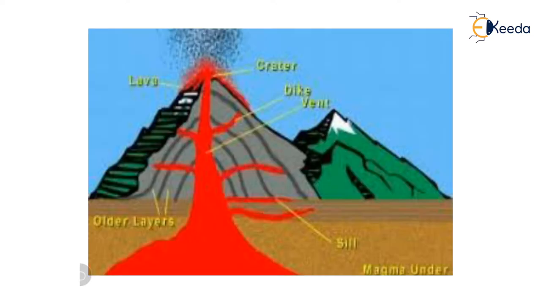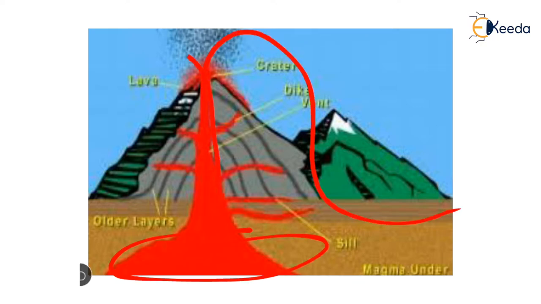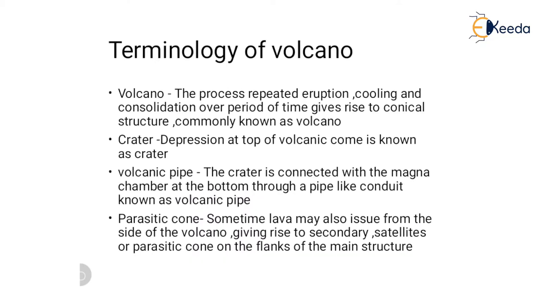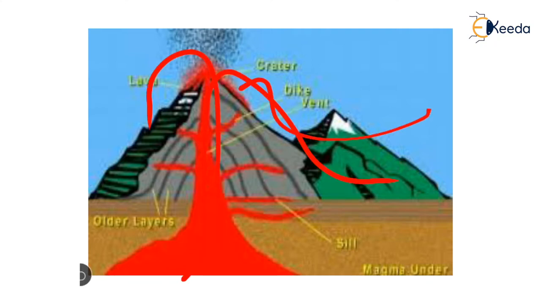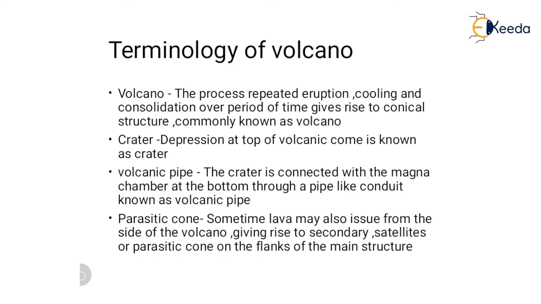See, this is the diagram. This is the magma chamber, and this is molten material coming onto the Earth's surface through this fracture. This conical fracture developed through this activity is called a volcano. Terminology of volcano. The process of repeated eruption, cooling and consolidation over a period of time gives rise to a conical structure commonly known as a volcano. See, with continued eruption and cooling of this lava, and after consolidation, this conical structure forms. This whole process we call a volcano.